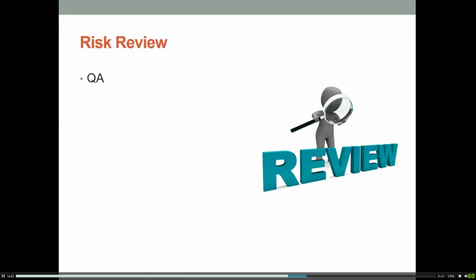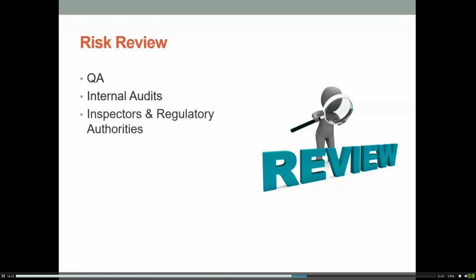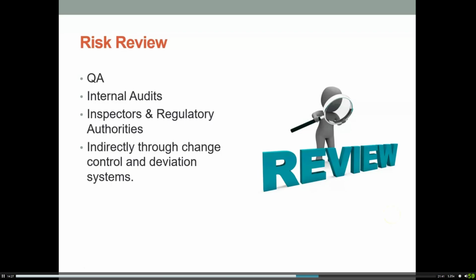Risk review. At the end of the process, on an ongoing basis, there tends to be a risk review, so QA would be involved in that. Risk reviews would also occur through internal audits on a site. You can be guaranteed that inspectors coming on site, either from customers, suppliers, corporate or regulatory authorities, will be very interested in how you manage your quality risk management. Risks then will be reviewed indirectly through the change control and deviation system.